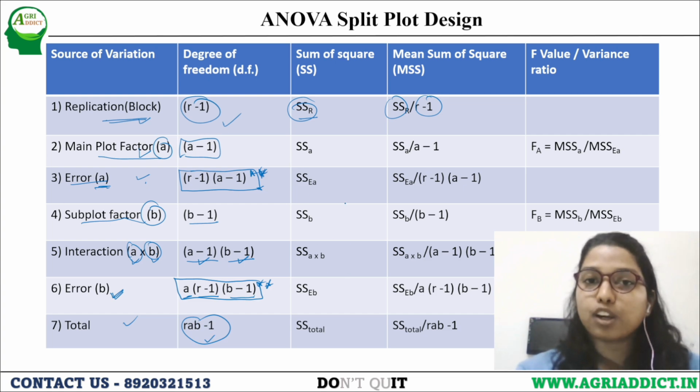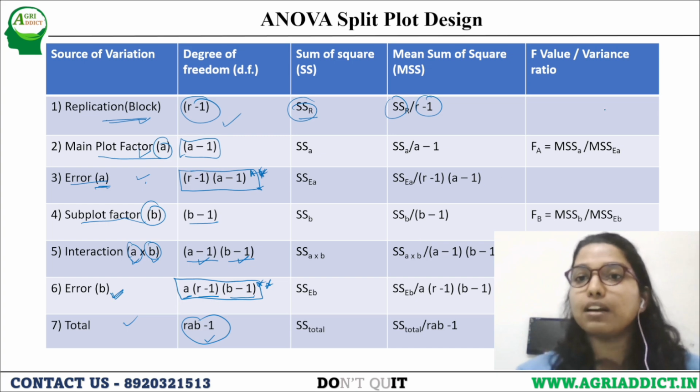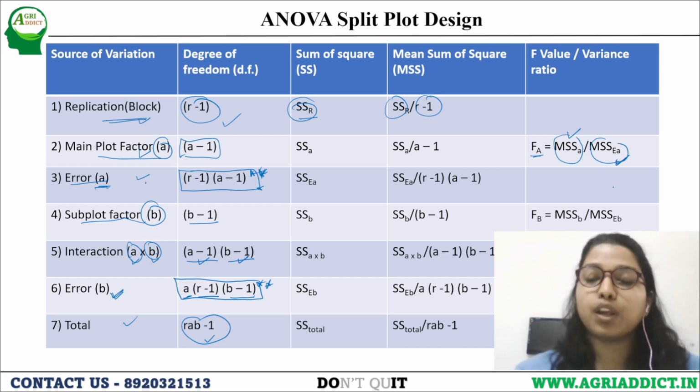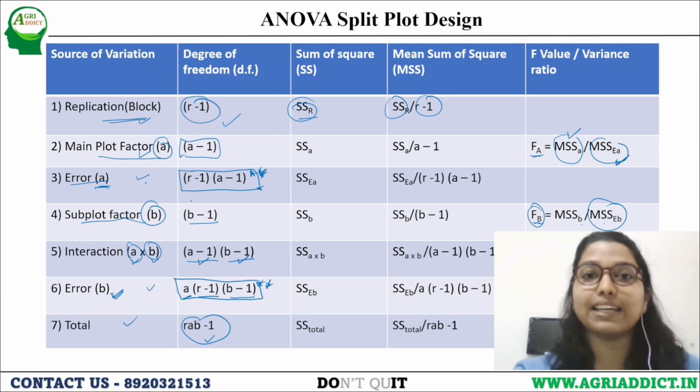Here, how we calculate sum of squares, mean sum of squares, and F value, that is the variance ratio, is the same. For factor A, the mean sum of squares of factor A will be divided by the mean sum of squares of error A. And to get FB, we divide the mean sum of squares of B by error B. And here also we divide by error B. Why? Because both have the same error, that is error B. Okay. Let's move to the next slide.